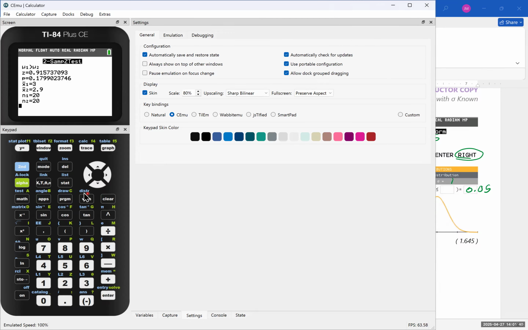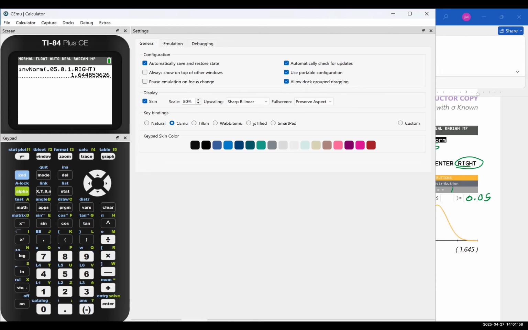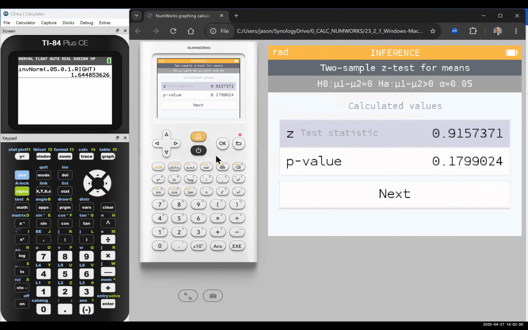So let's go to the distribution functions here. We'll go to inverse norm. And we have an area of 0.05, 0 and 1 on the right. So hit paste and enter. We get 1.645.